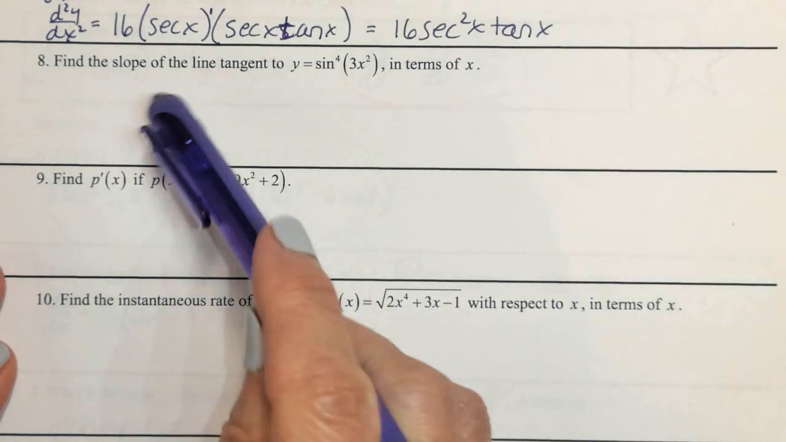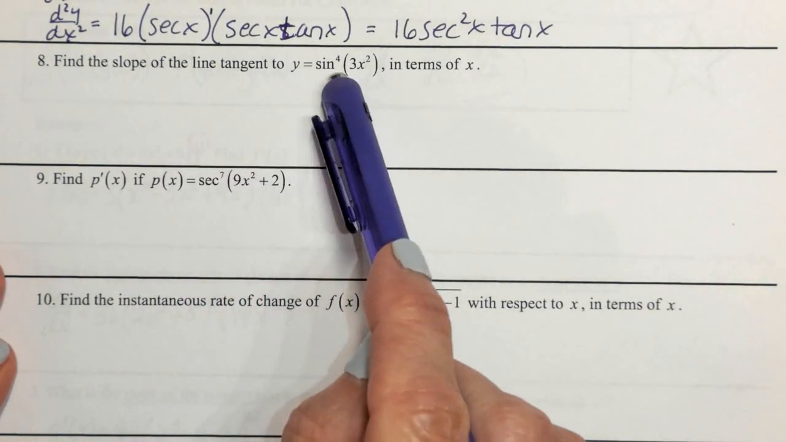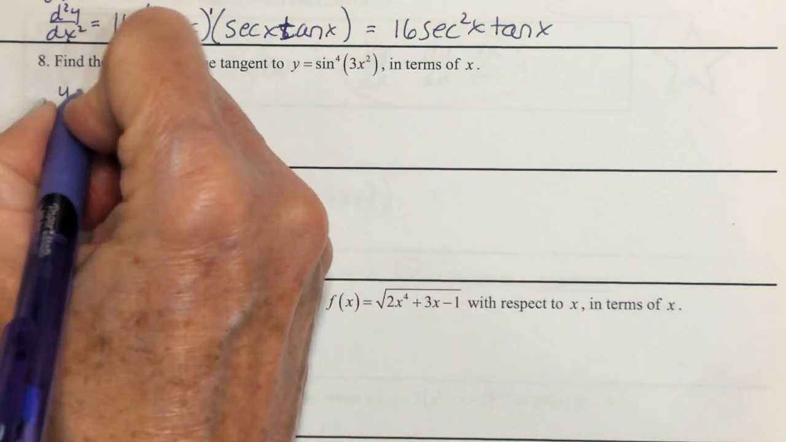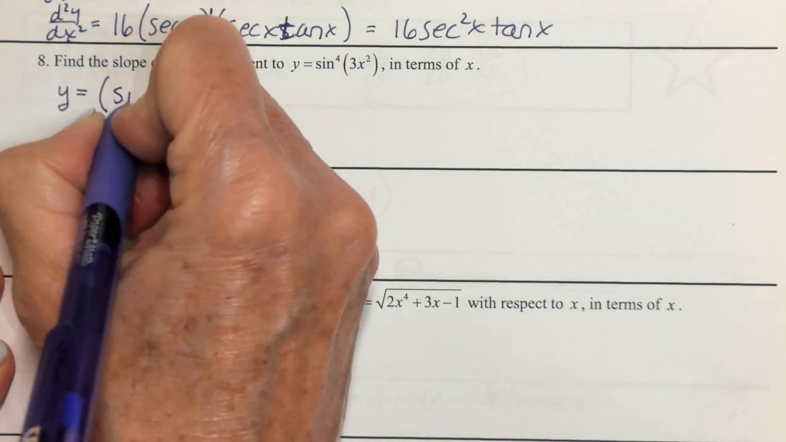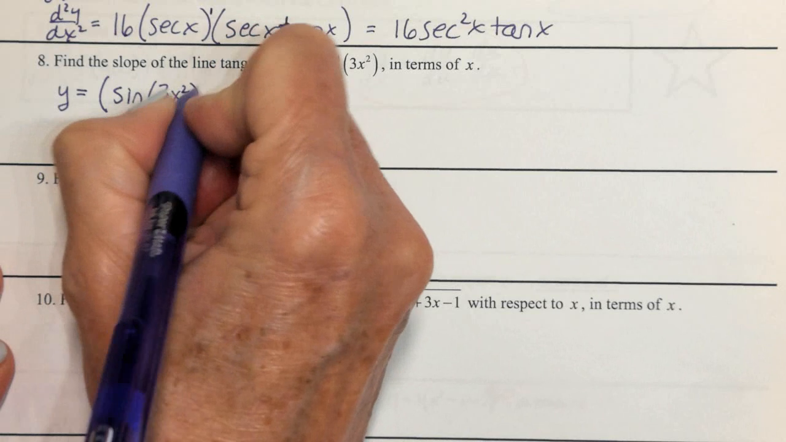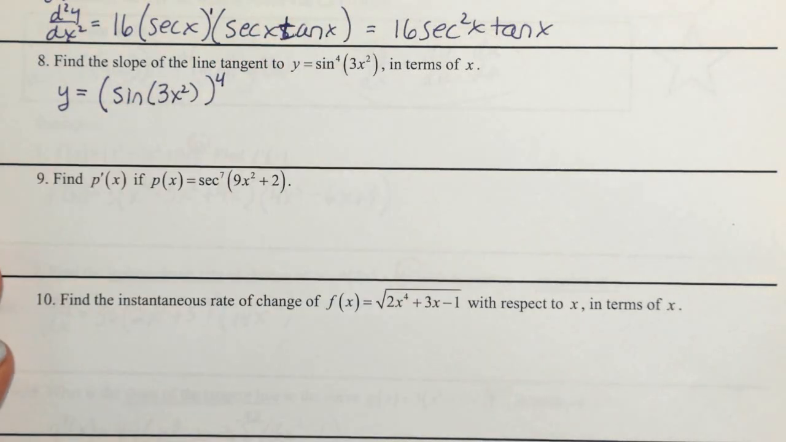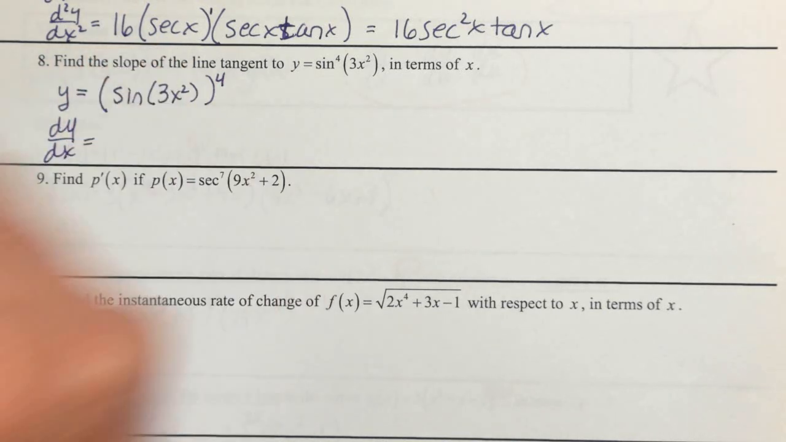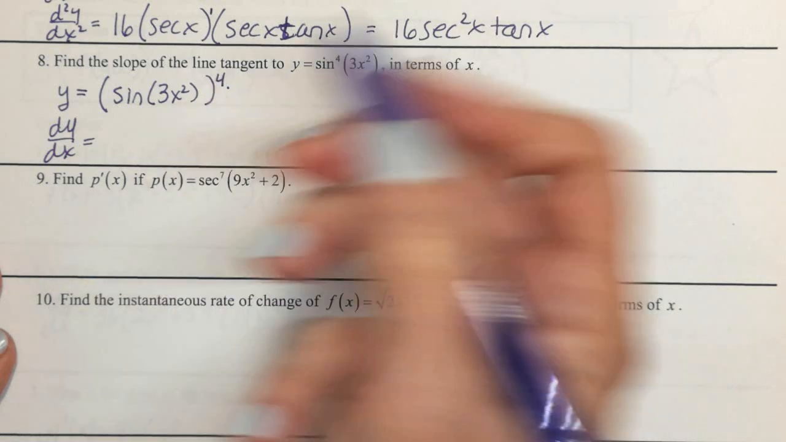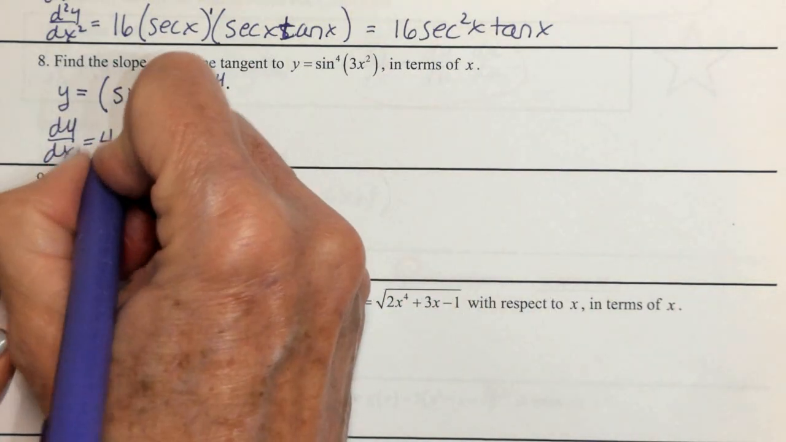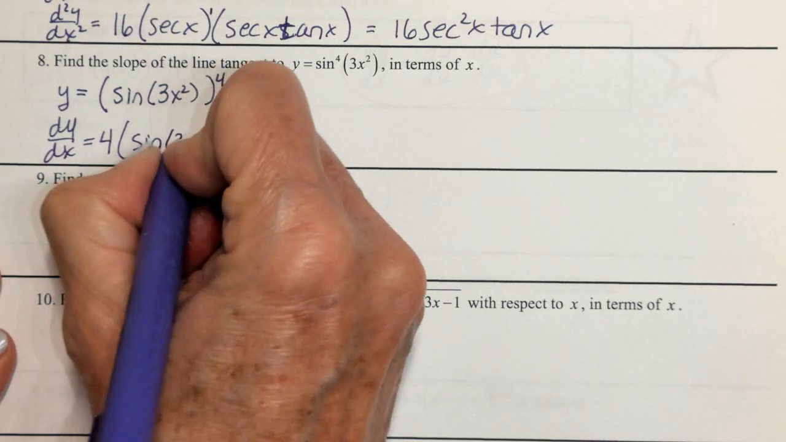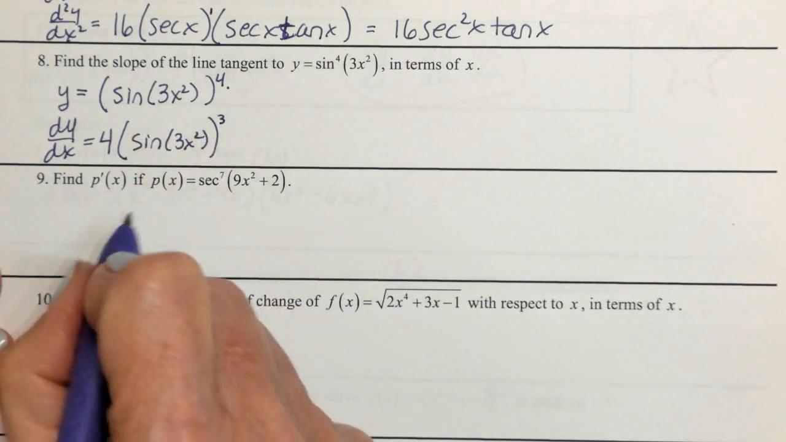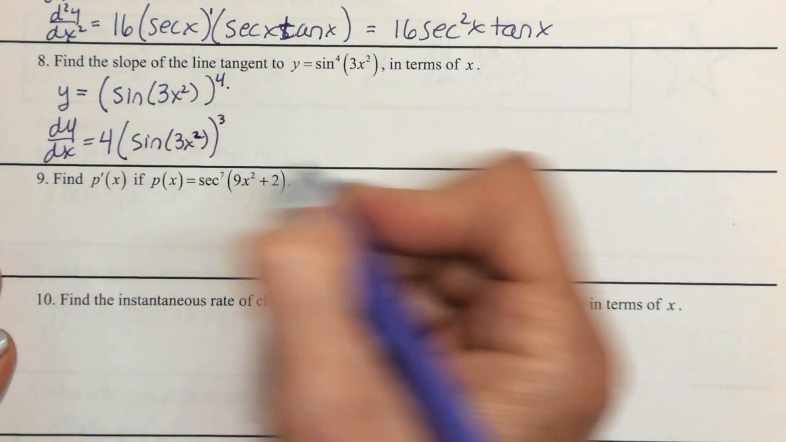All right, find the slope of the tangent line to this curve in terms of x. I see a power, so immediately I rewrite that function using a big power on the outside. Big power on the outside. Okay. Slope of the tangent line, that's the derivative. 4, there's a power. So 4 times the front. Keep exactly what is inside. Decrease your power by 1. Now we need to multiply by the derivative of the inside.